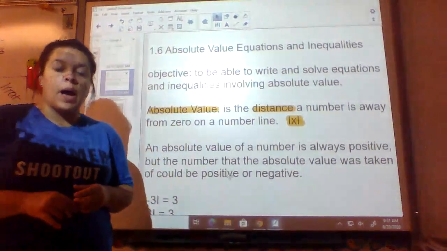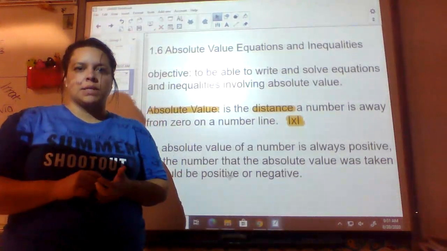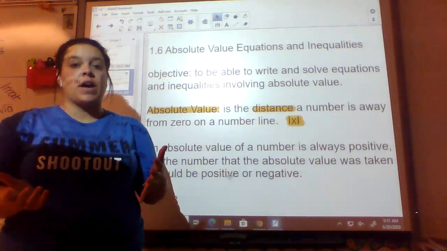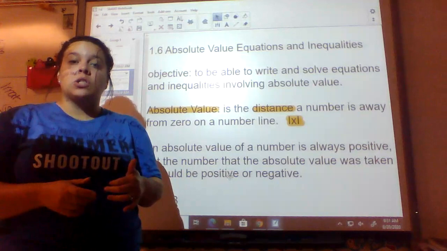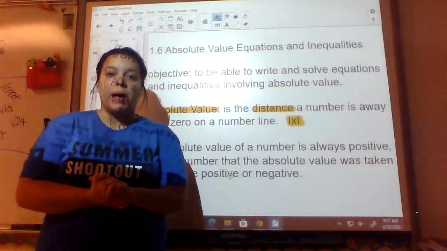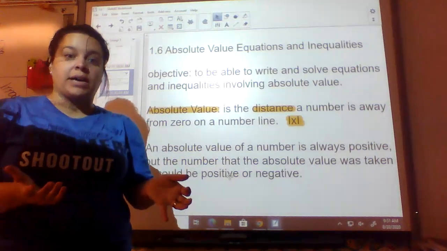All right, Algebra 2. So this is going to be Chapter 1, Lesson 6, Absolute Value Equations and Inequalities. And if you had me last year for Algebra, we did not make it to this. So this is a new concept, okay? So real quick, let's refresh ourselves on what an absolute value actually is.